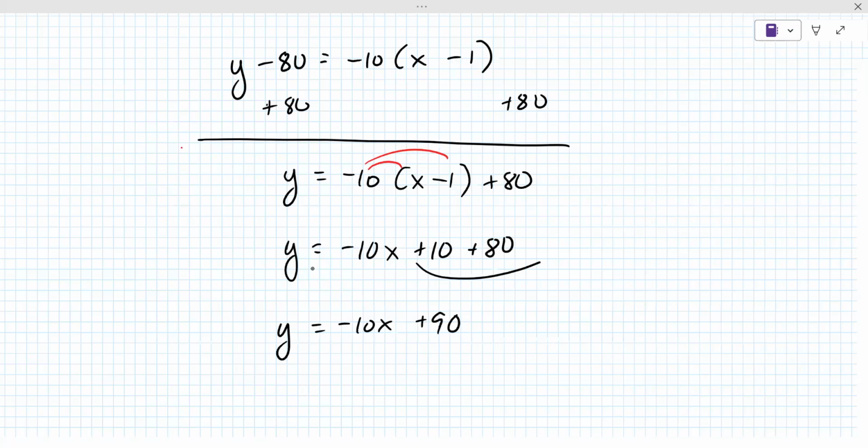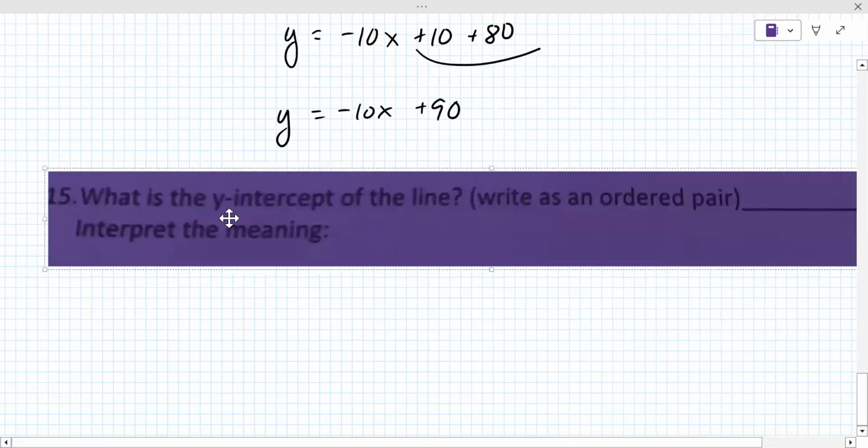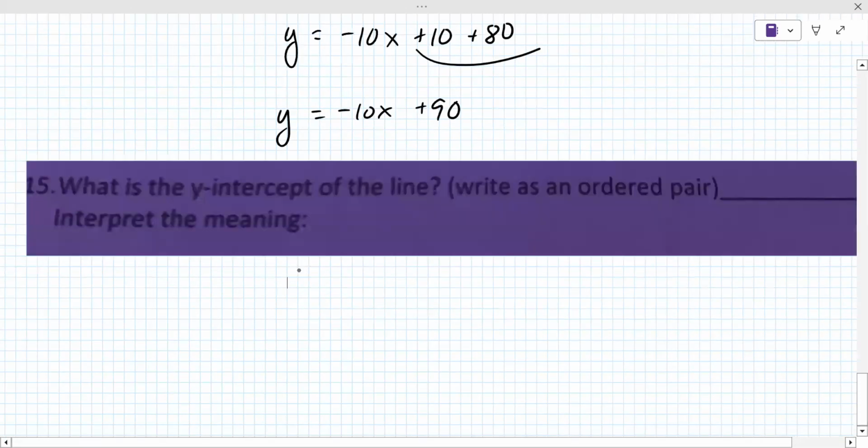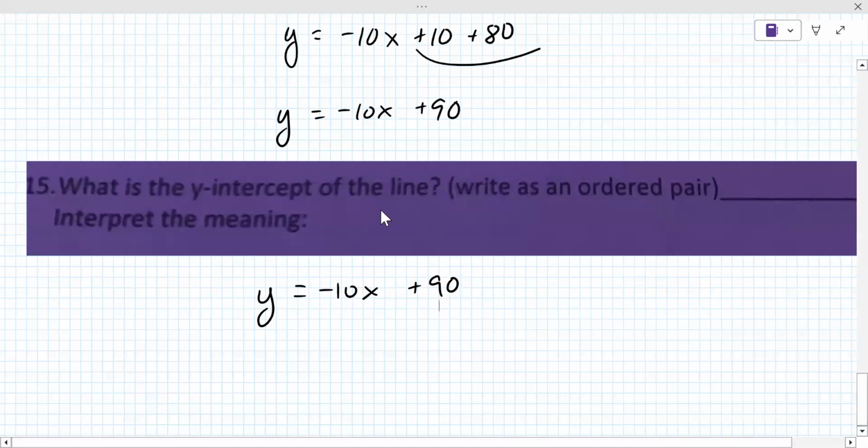All right, so we're doing stuff with the equation. What is the y-intercept of the line? Would it just be 80x? The slope is negative 10, so it can't be that number. It's already been used up. Must be this other number.